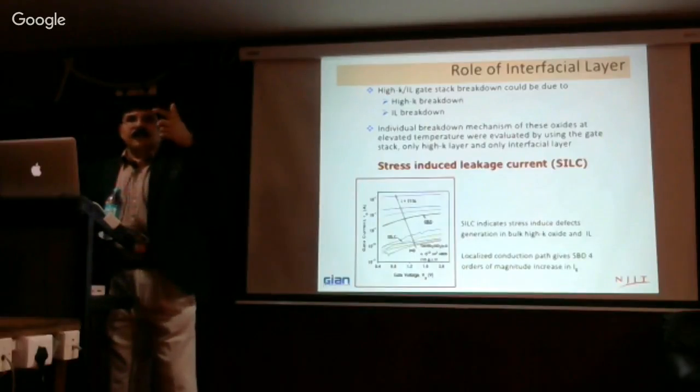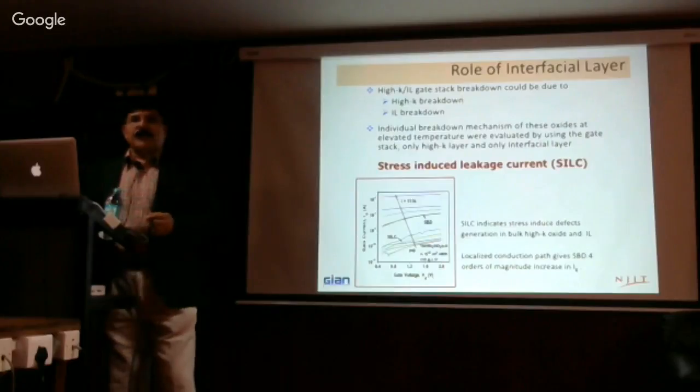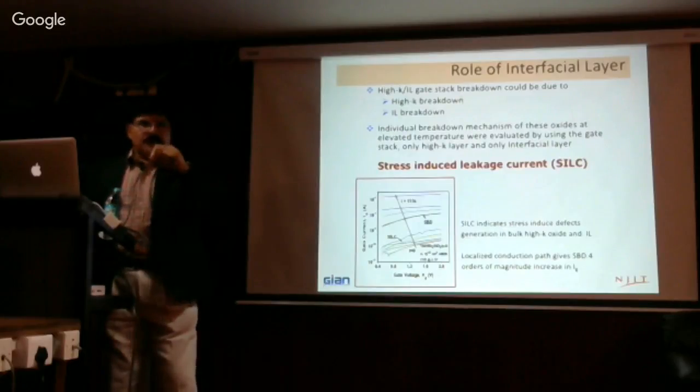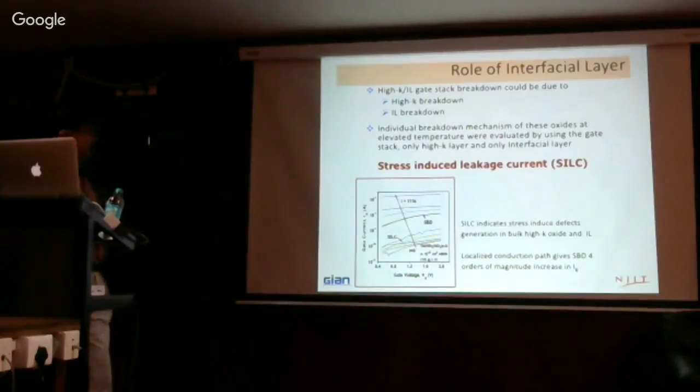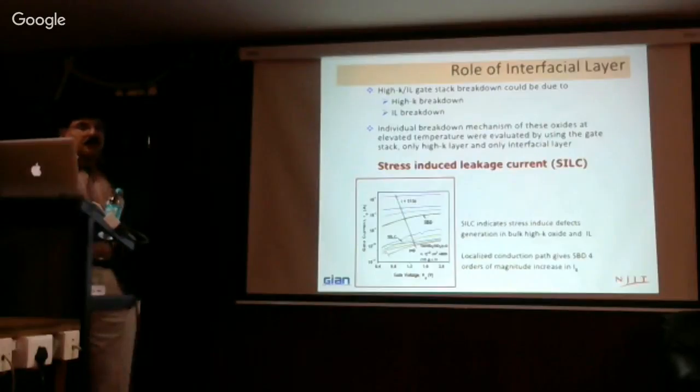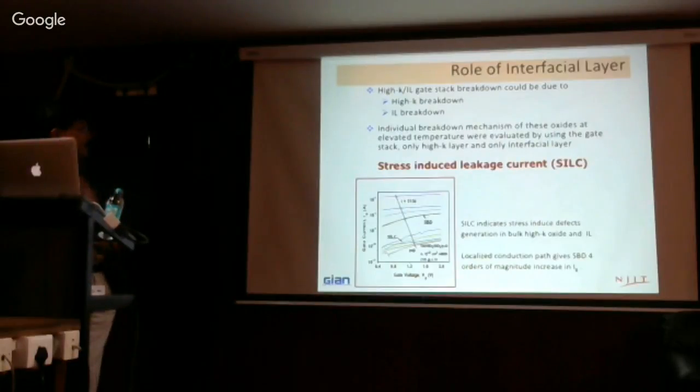Because you go beyond, the voltage is a little higher than the 1.8 volt. So once those defects are created, you see the leakage current will change. Slowly the leakage current will change until the oxide breaks down. We can see that a little bit more tomorrow when we discuss the reliability and the cell properties.